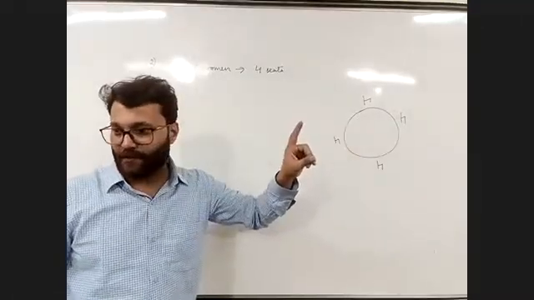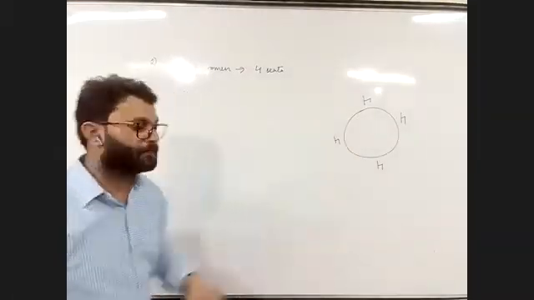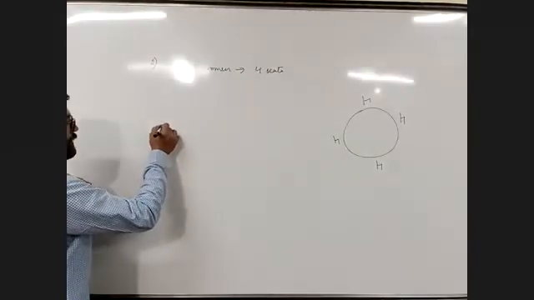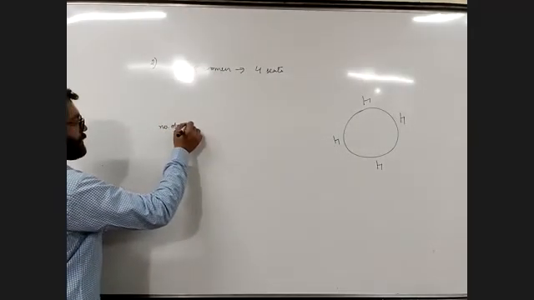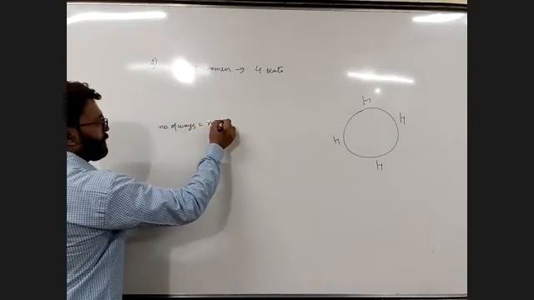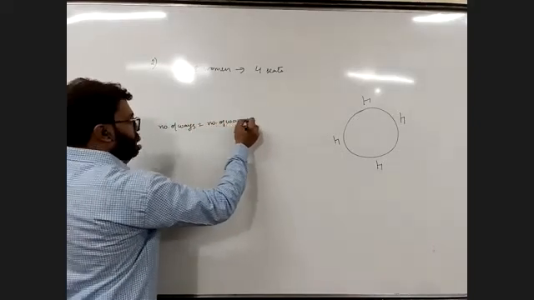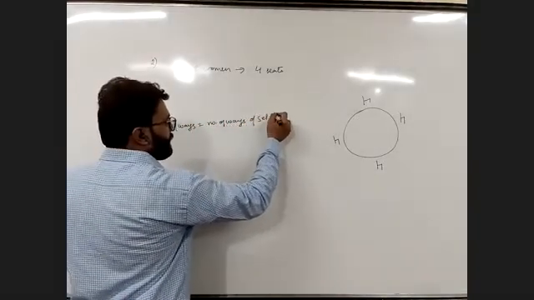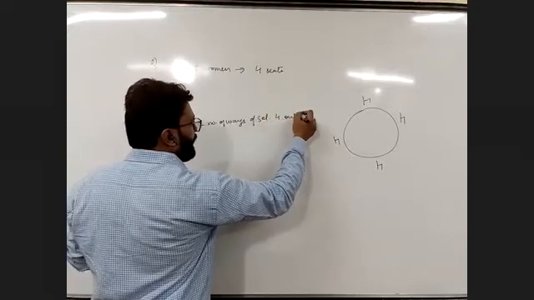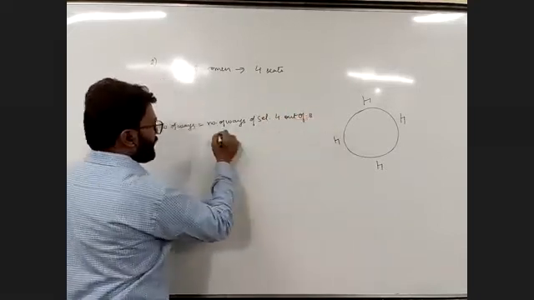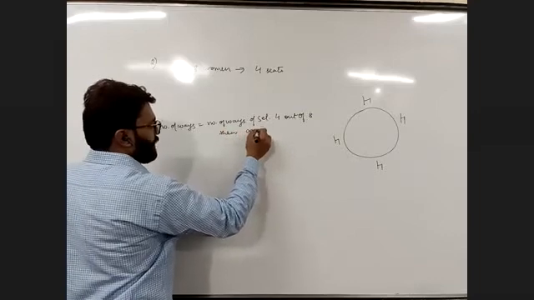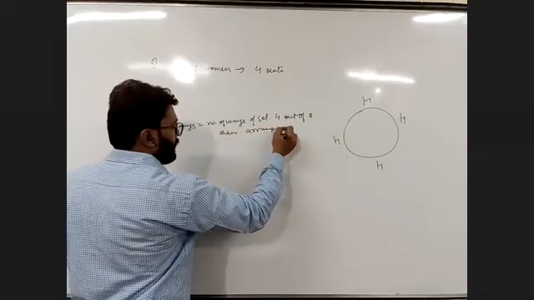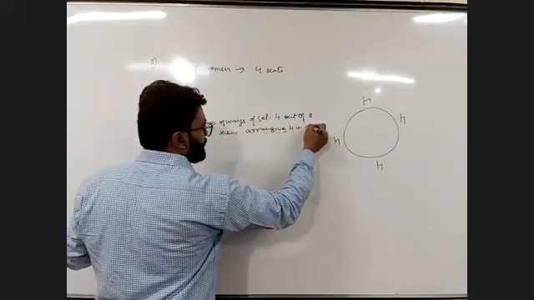Selection means combination. Number of ways will be equal to number of ways of selecting 4 out of 8 and then arranging 4 in a circle. Is it clear?